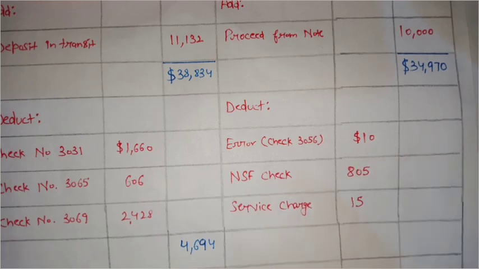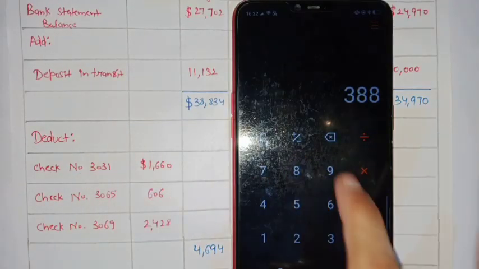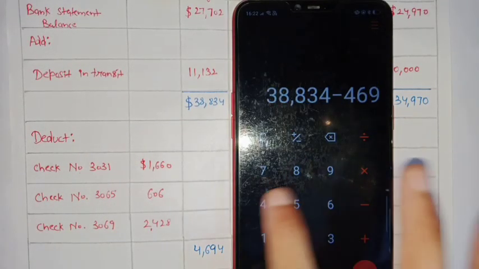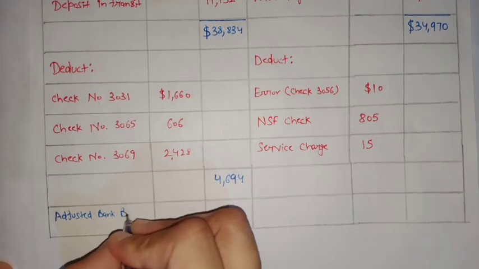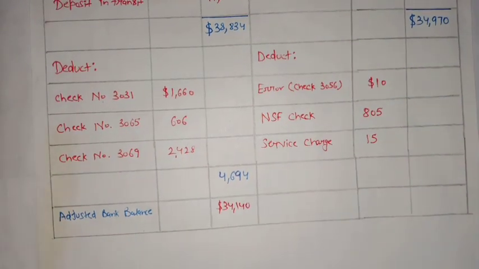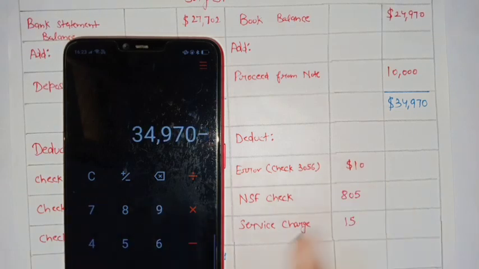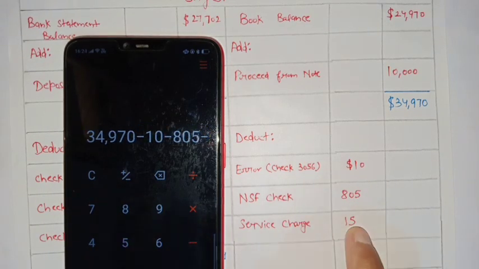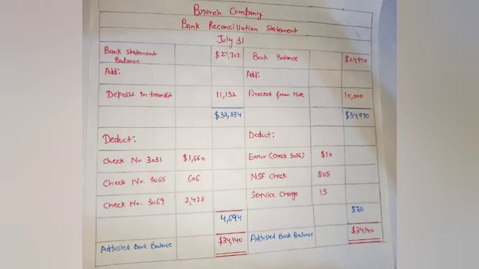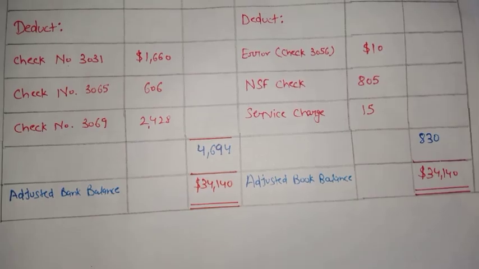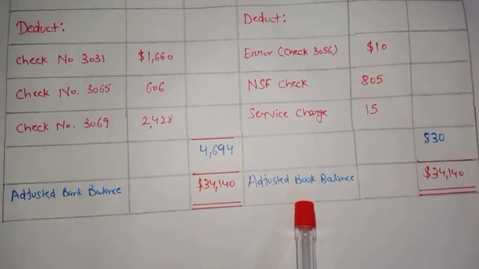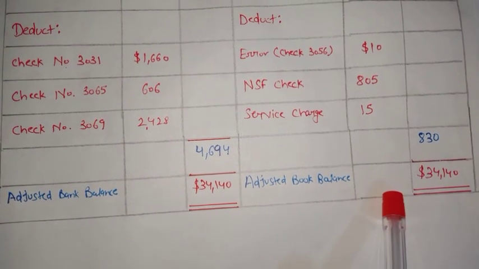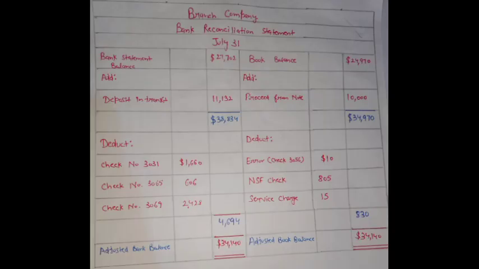Let's compute the adjusted balance. The adjusted balance as per bank statement is $34,140. The book balance is $34,140. As you can see, the balance as per bank statement and cash book is now equal after recording all these adjustments.